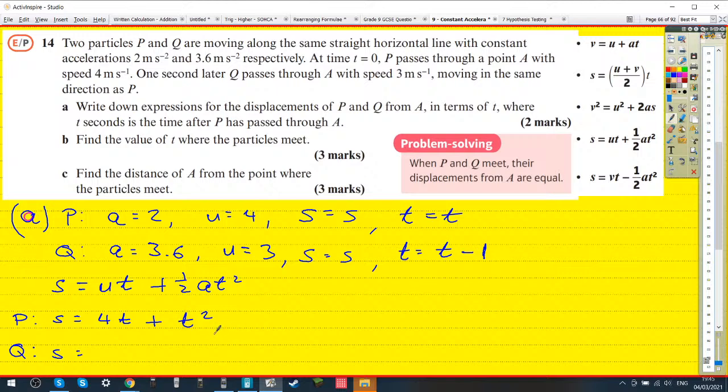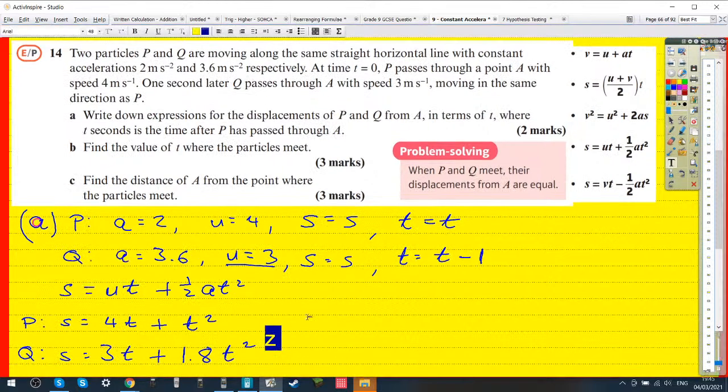And then for Q, it would be s equals u, which is 4t, plus Q. Oh yeah, 3t, sorry, plus a half. Or you could just say half of 3.6 is 1.8, so 1.8 t squared. Oh, t minus 1 squared. Yeah, sorry, right. T minus 1 squared.